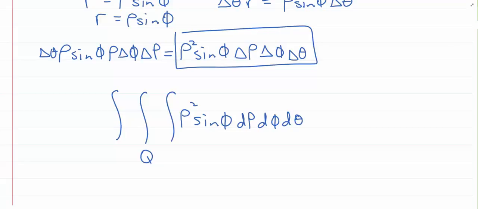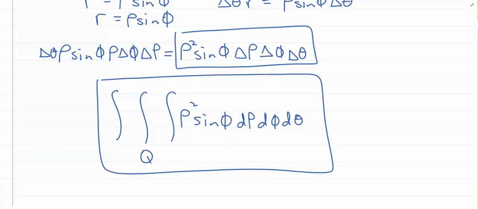And we don't have to go in that order. It doesn't have to be d rho, d phi, d theta. We could change the order. But this is what we're going to use. Now, let's look at it.